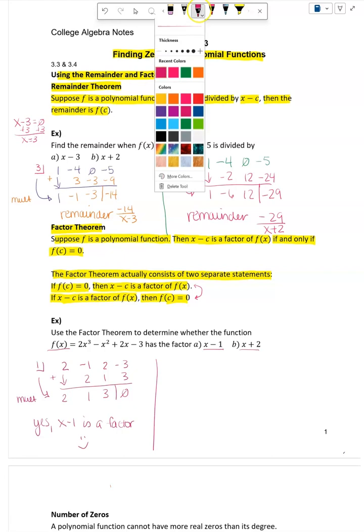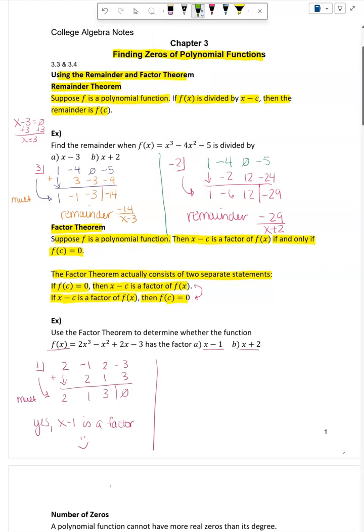Okay, now let's do the other one. So we know that x plus 2 is what we're dividing into it, so it's going to be a negative 2, right? He's a liar, we change. Same coefficients, so it's going to be 2, negative 1, 2, negative 3. Drop this guy like he's hot. This is our multiplication, this is our addition. Negative 2 times 2 gives us a negative 4. Add those, get a negative 5.